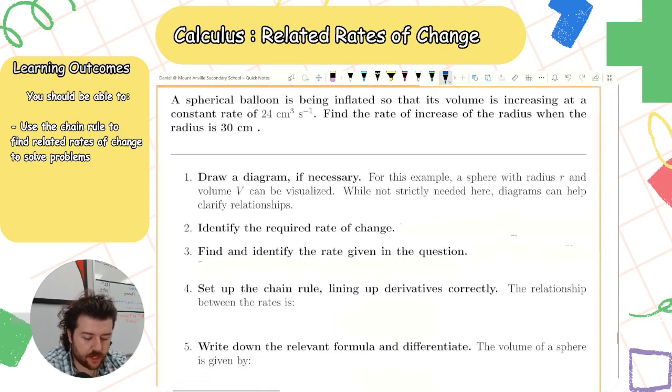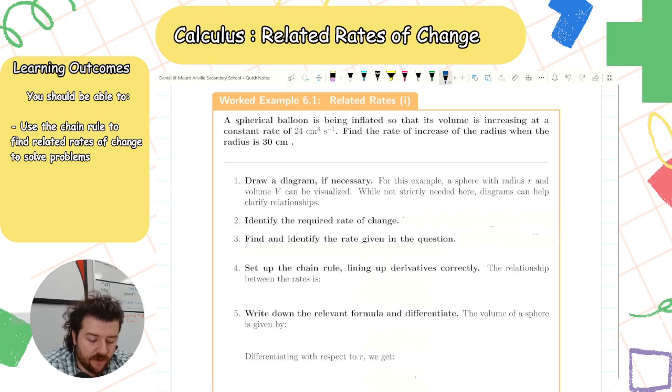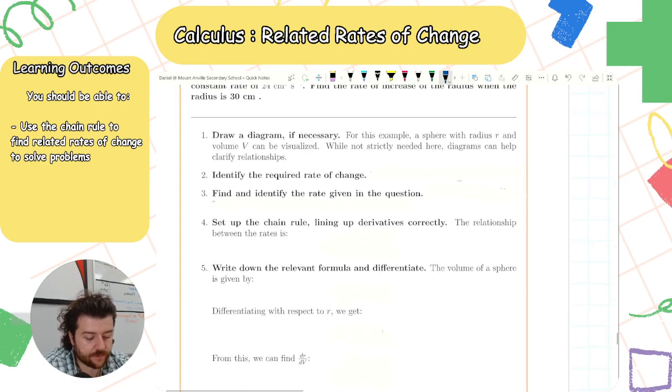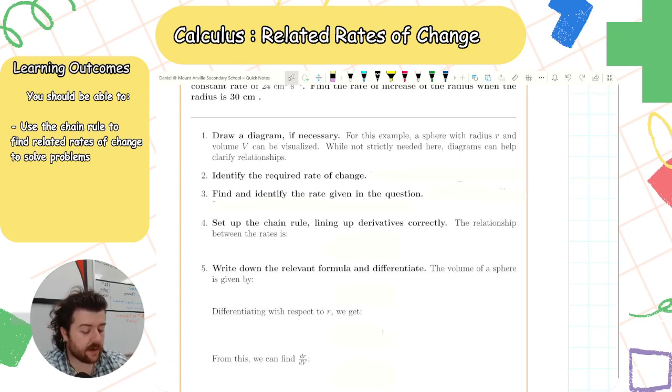So let's have a look at the question here. A spherical balloon, that's probably important, is being inflated so that its volume is increasing at a constant rate of 24 centimeters cubed per second. Find the rate of increase of the radius when the radius is 30. For this one, we don't strictly need a diagram, but we might need one if we were looking at a cylinder or a cone.